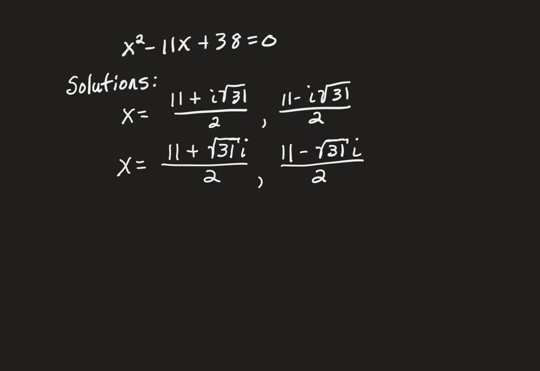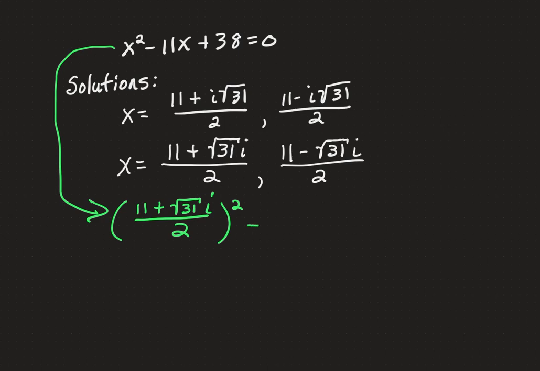So for our check, we're going to go back to the original problem, and everywhere there's an x, we're going to put in 11 plus square root of 31i divided by 2. So for that x, that's squared, minus 11 times x plus 38, and if that equals 0, our check works. We did the right thing. So now we need 11 plus square root of 31i over 2.